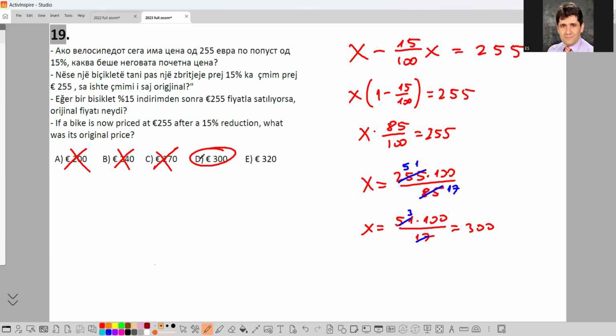If you perform the calculations on D, $300 times 15%, well, this is $45. And now if I subtract 300 minus 45, that is actually 255. If it wasn't, I would have gone for E. So sometimes there's no need even to perform all these calculations. You can just shortcut it and directly get to the answer.